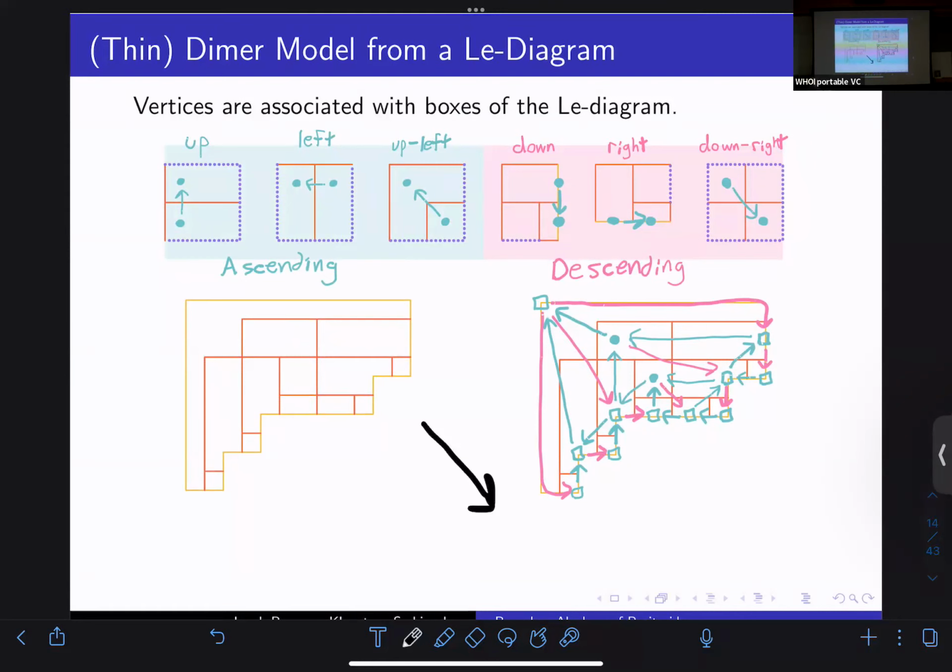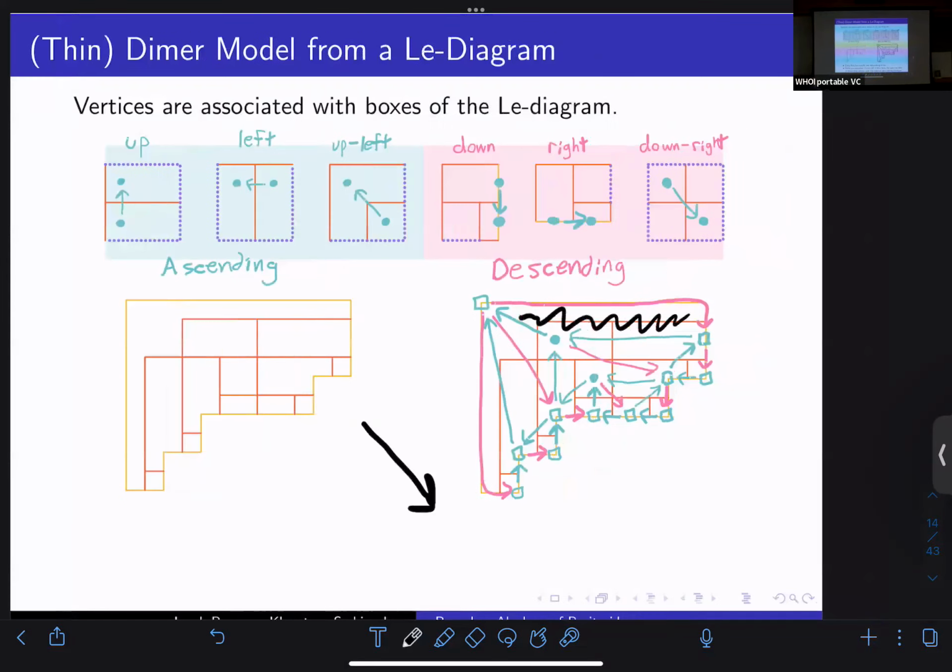I'm saying that this arrow that I drew here is the down direction, and any arrow that goes in that direction is descending, and arrows that go in the opposite direction are ascending. And I'm making the observation here that every face of our dimer model has exactly one descending arrow. This is a really nice property. So these dimer models are thin.